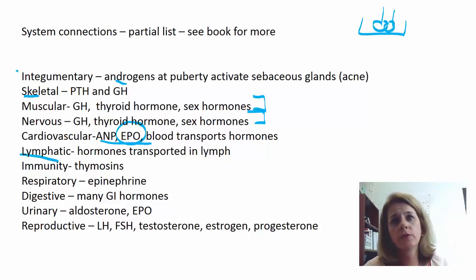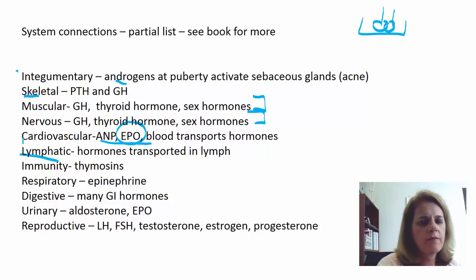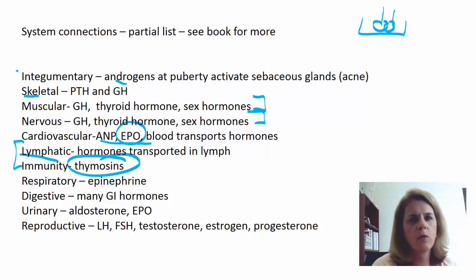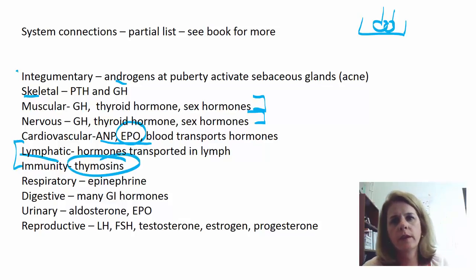Lymphatics, hormones are transported into the lymph. Remember, we say lymphatic and immunity are kind of the same system. So thymosins are important hormones for maturation of your T cells. Respiratory, epinephrine is an important hormone for dilating bronchioles. Obviously, we need respiration to provide oxygen so that we can breathe and our endocrine organs can function. So we have to have oxygen.